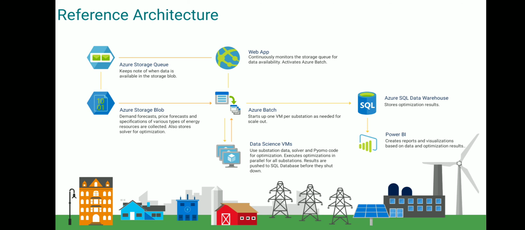Another web job monitors the storage queue and initiates an Azure Batch job once a message in the queue is available. The Azure Batch service, together with the DSVM, which is the Data Science Virtual Machine, is used to optimize the energy supply from a particular resource type given the inputs received. And then the other service, the Azure SQL database, is used to store the optimization results received from the Azure Batch service. Now, finally, Power BI is used for results visualization.